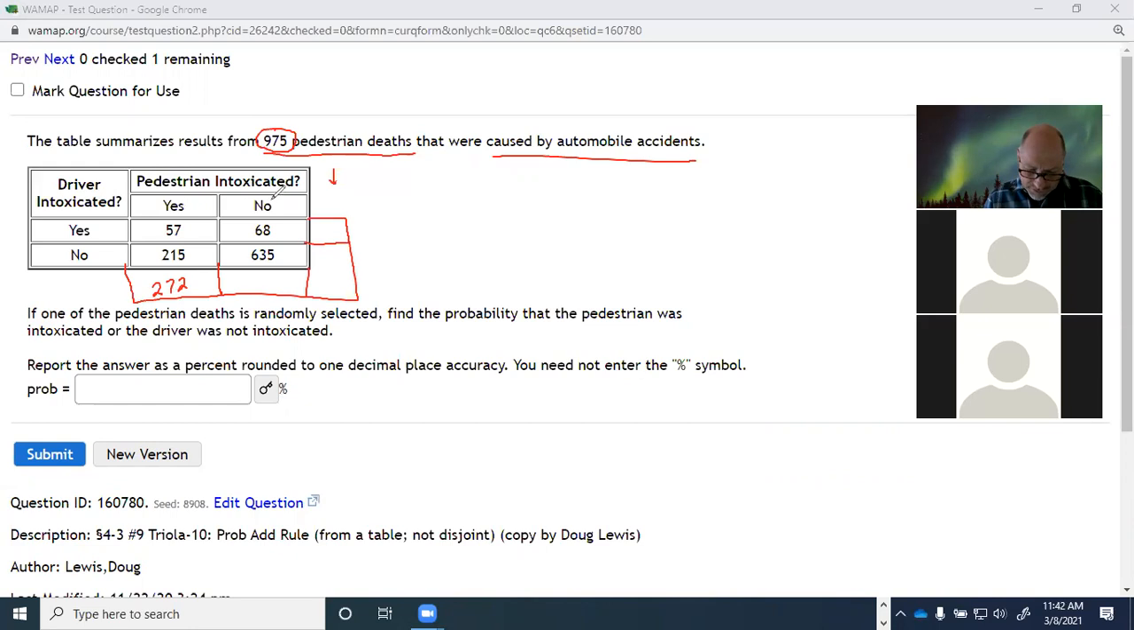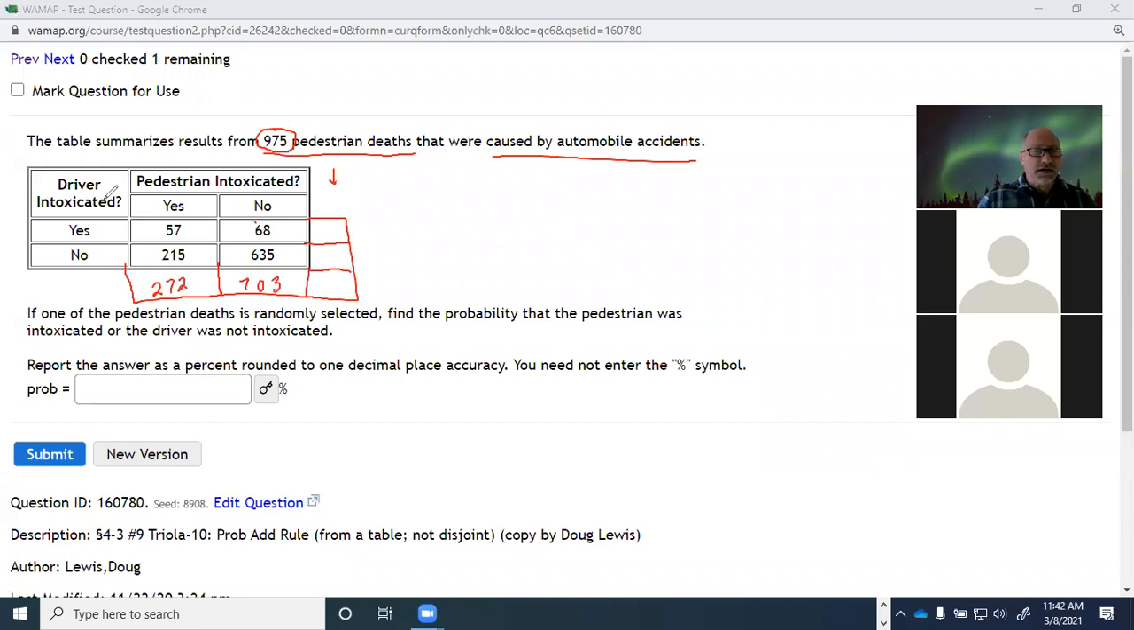And this is where the pedestrians were not intoxicated, 68 and 635. So that's 8 and 5 is 13. Carry the one that's 10. Carry the one that's 7. So very interesting. Pretty high percentage of the time that the pedestrians were intoxicated in those accidents. Not most of the time, but that's pretty significant. It's about a fourth of the time.